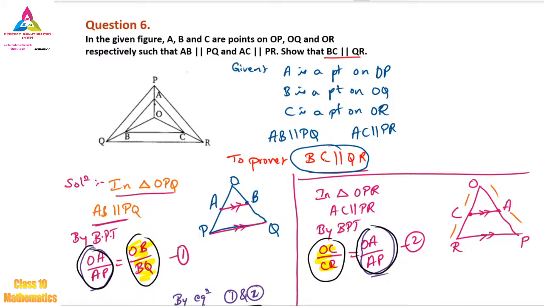Like this, when a triangle is given, just think which is the common one. They have told you to prove here BC parallel to QR. BC parallel to QR means the other two triangles that they have given are OQP and OPR. Means these two triangles are given actually. So in these two triangles, what is common? This one they have told you to prove, so we can't take it. This triangle, BC parallel to QR, they have told you to prove, so I can't take that.